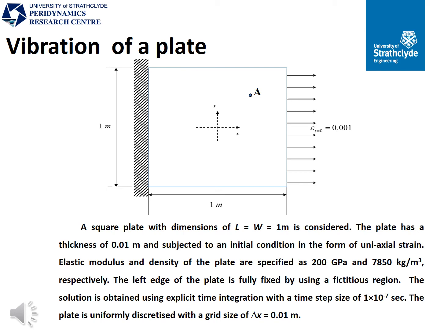The first one is the vibration of a square plate. As you can see here, the left side is fully fixed and we apply an initial uniaxial strain of 0.001. The material properties are provided in the slide. To compare the results of these three different shapes, we choose a point which is far from the boundaries and central axis, shown as A in the slide.